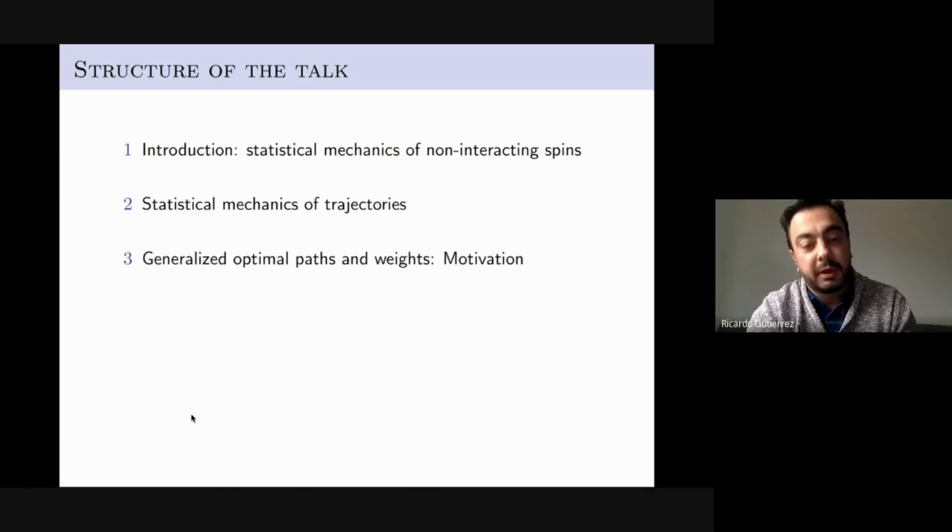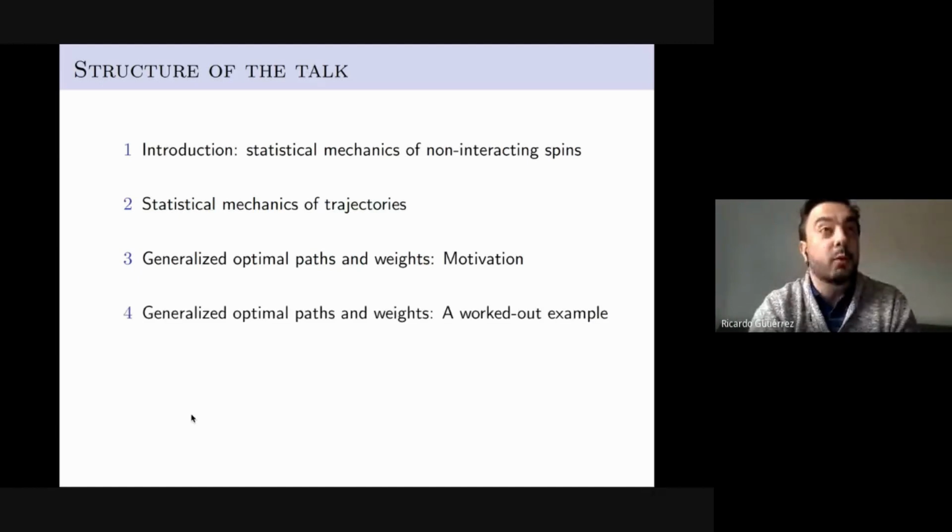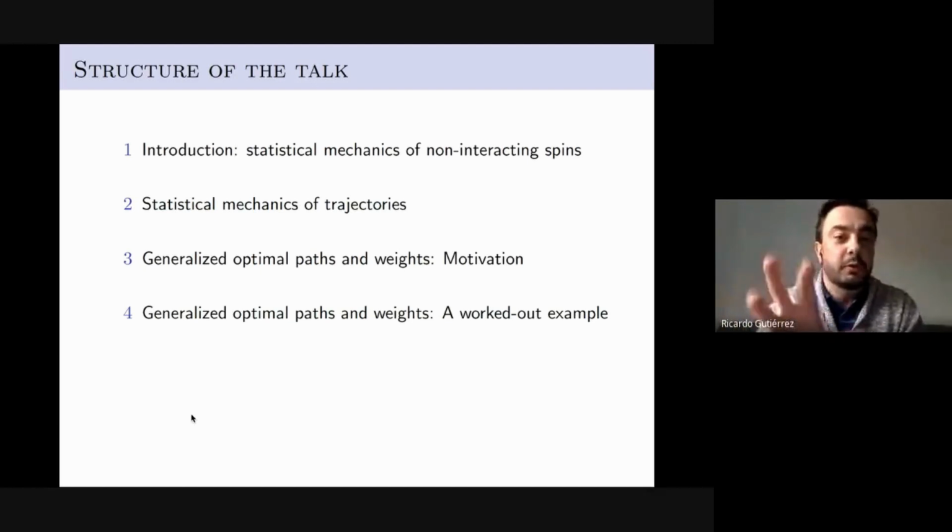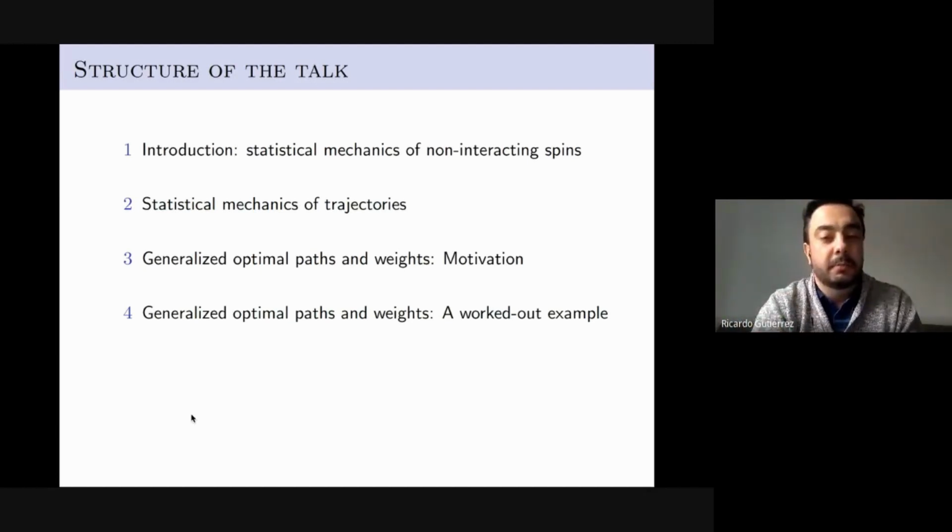And then in the third part, I will start talking about our work about optimal paths and weight distributions. And I will start with the motivation. And then a worked out example. This will be an example where you can see the solution already from looking at a graph, but I will show how you can extract that information. It is sort of obvious to you already with the methods that we use.